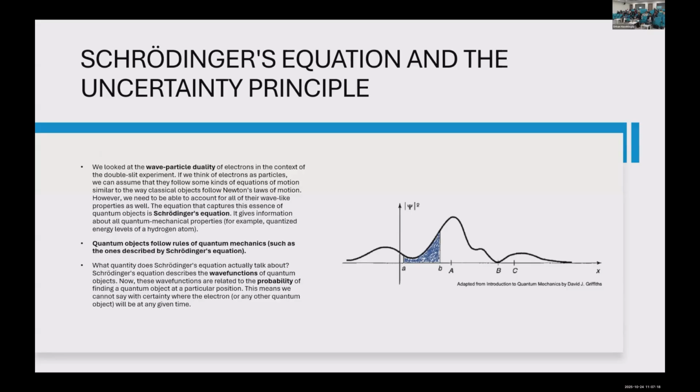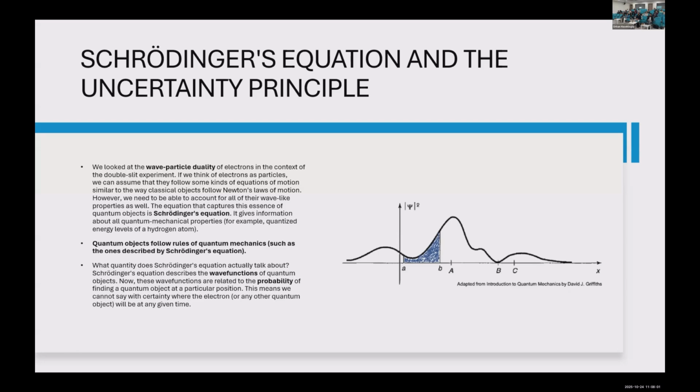The equation that captures this essence of quantum objects is the Schrödinger's equation. It gives information about all quantum mechanical properties, for example, quantized energy levels of a hydrogen atom. Quantum objects follow rules of quantum mechanics, such as the ones described by Schrödinger's equation. So what quantity does Schrödinger equation actually talk about? Schrödinger equation describes the wave function, which includes the entire information of the system, right? Of quantum objects.